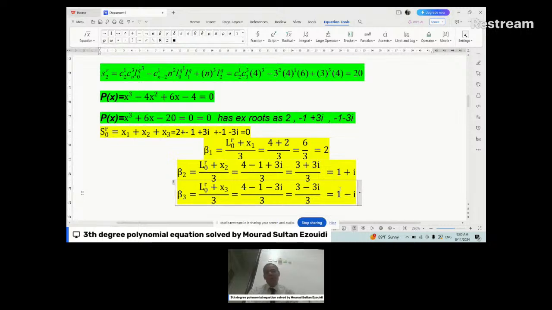Now if you would like to add all the roots, 2 plus 1 plus 1 will give you 4. Then i minus i will give you 0. If you would like to make the product, 2 times (1 plus i) times (1 minus i) will give you 4 also. If you multiply 2 times the product of 1 plus i and 1 minus i, it will give you 6. Therefore, these are the roots of my first third degree polynomial equation.